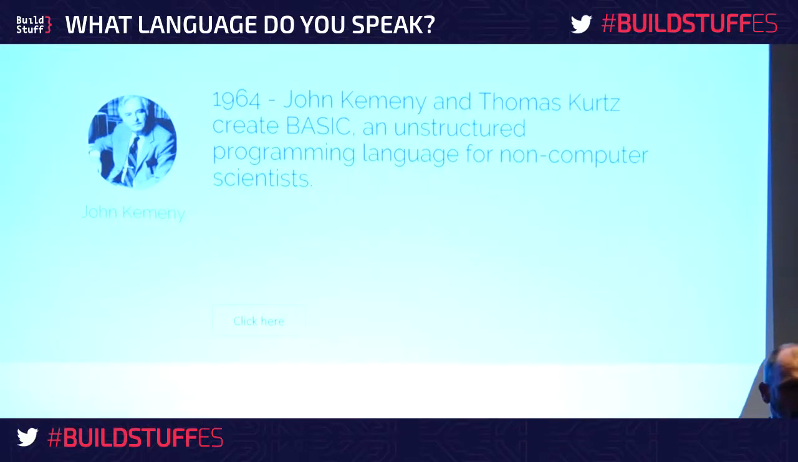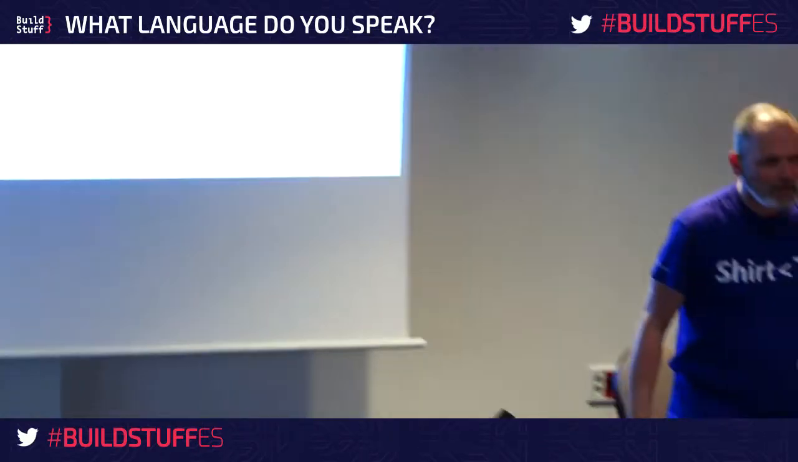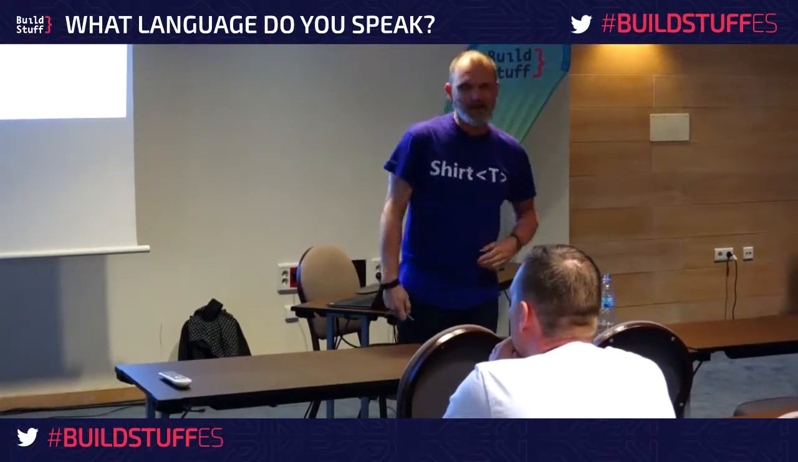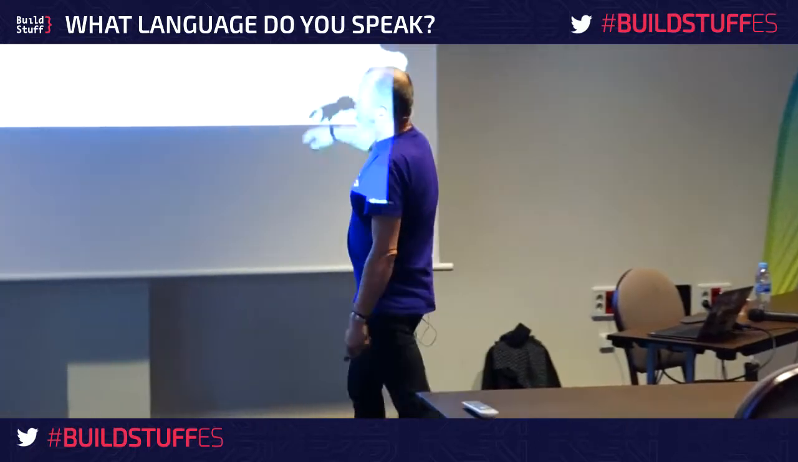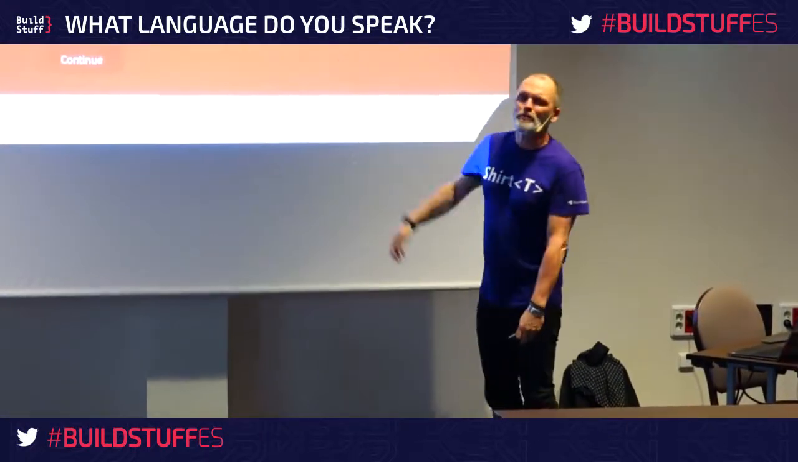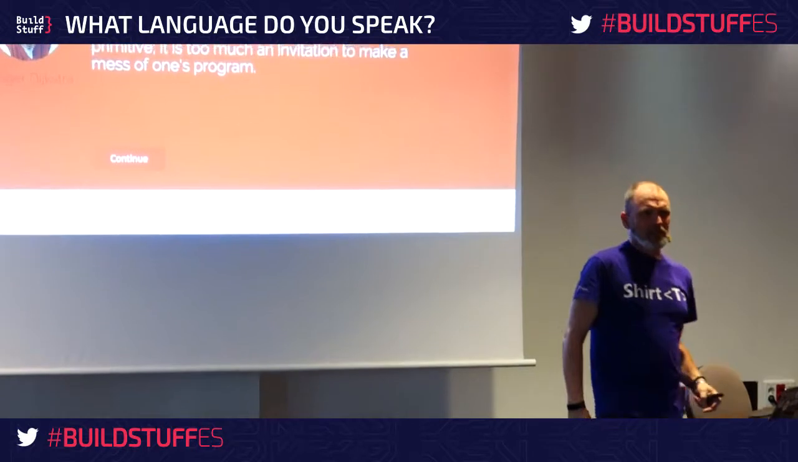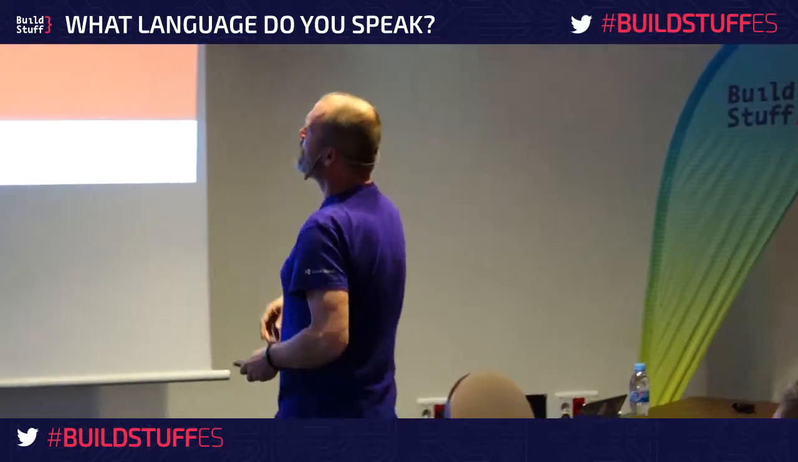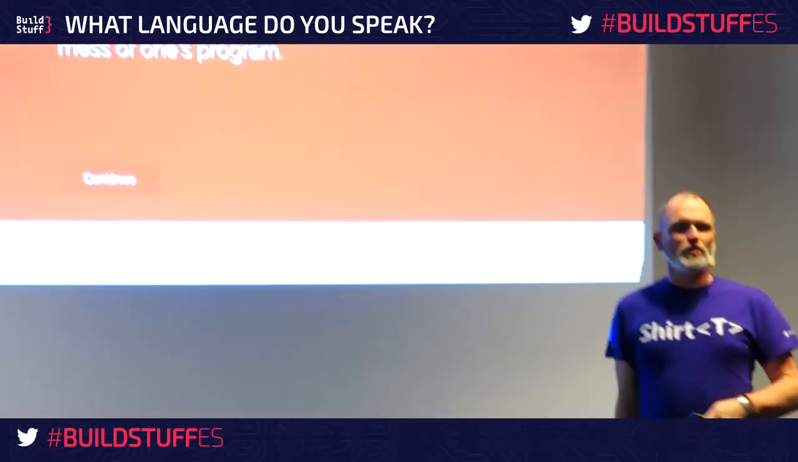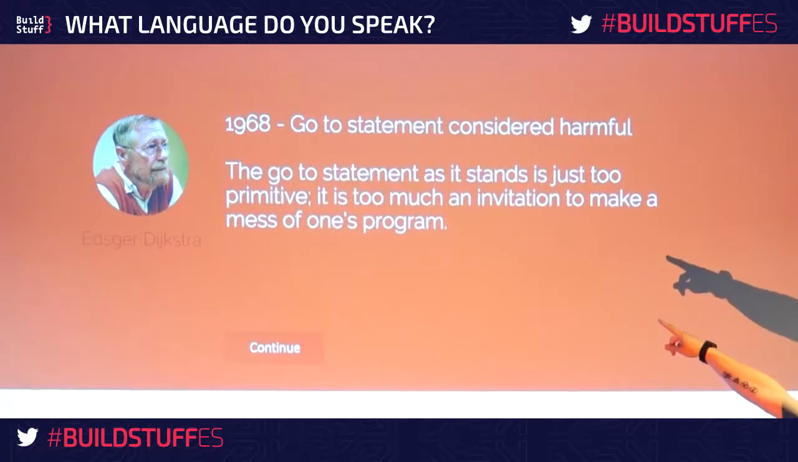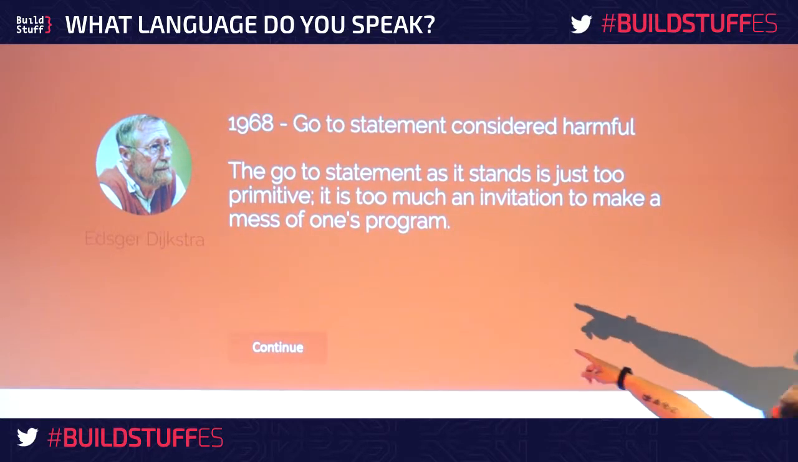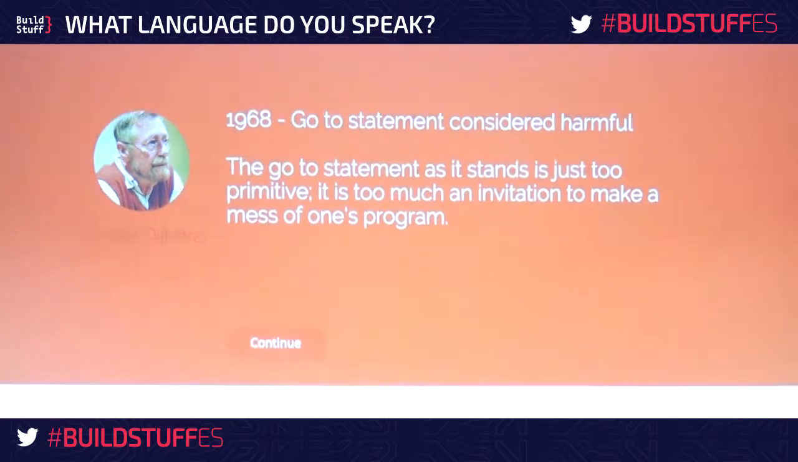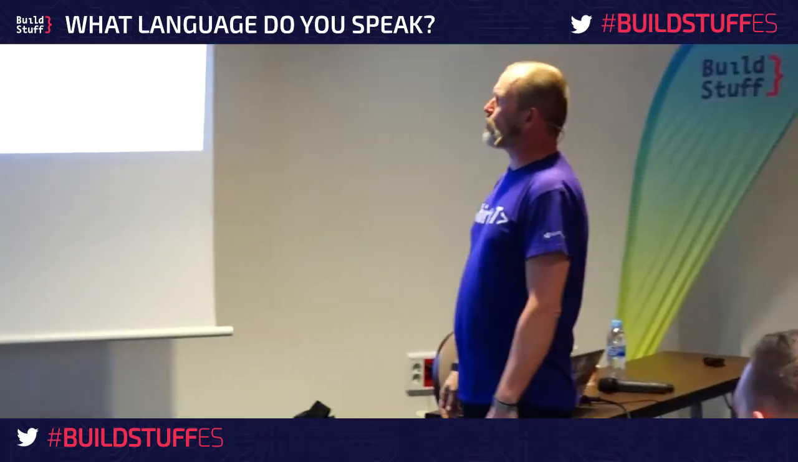So in 1964, BASIC was invented, right? So in 1965, they go back to 1964, and they stay there forever. So then we got to BASIC, and slowly things picked up. Then a guy called Edsger Dijkstra, a very famous scientist from the Netherlands actually, said that the goto statement is considered harmful. He said, as it stands, it's just too primitive. It is too much an invitation to make a mess of one's program. So if you still have goto statements, none of you do, you're in trouble, right?